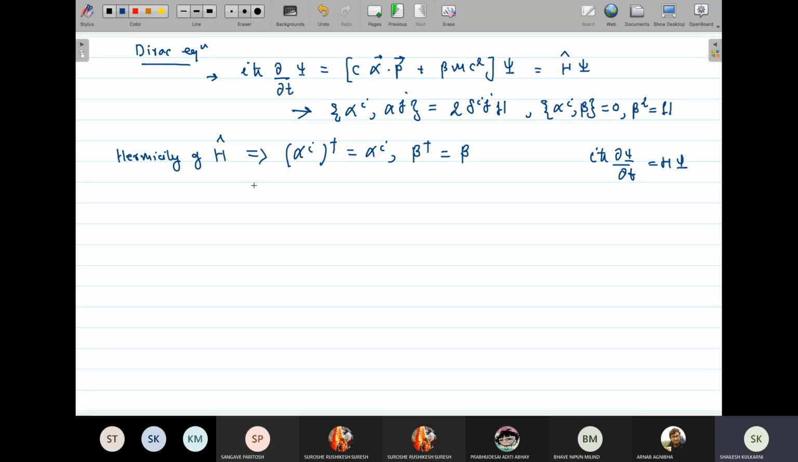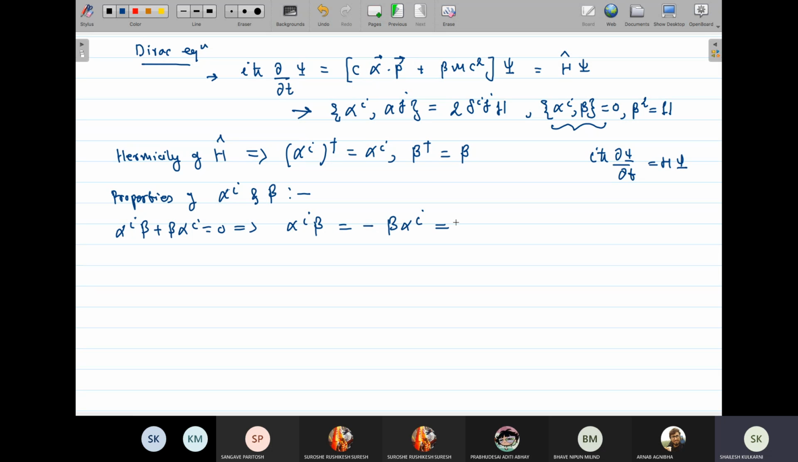Okay, so now let us see what these matrices are. First of all, let us concentrate on this relation, the properties of alpha i and beta. The anti-commutator of alpha i with beta is equal to 0, which means alpha i beta plus beta alpha i equal to 0, which implies alpha i beta equal to minus beta alpha i.